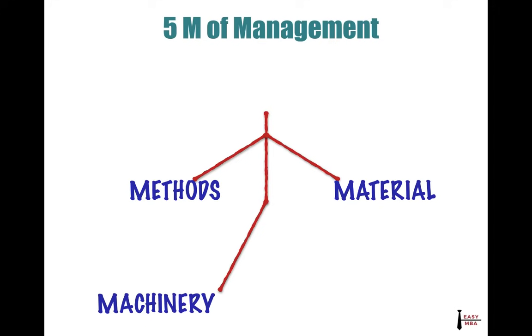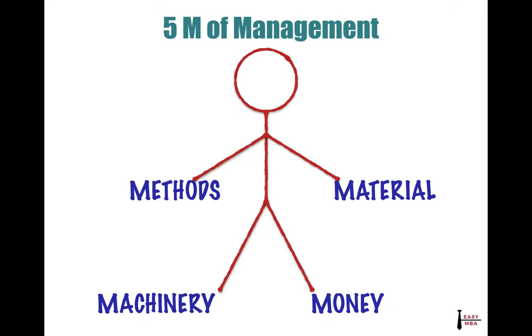The third M of management is machinery, or the tools with which the management needs to be performed. So machinery or tools are required for the proper working of the organization. The next M, or the fourth M, is money. Without financial resources, or money, an organization cannot really function. And the fifth and very important M, as you can understand by the picture now, is man. Without manpower, no organization can function. So this is the most important M in the 5 M's of management.